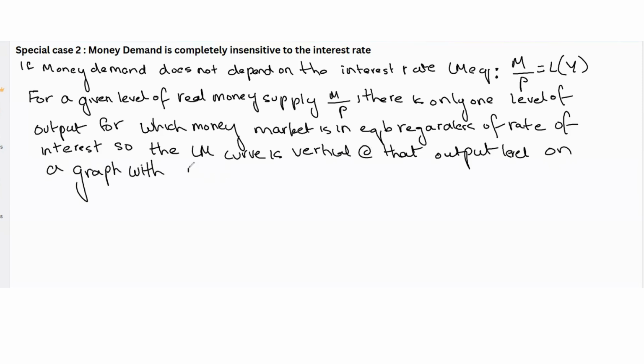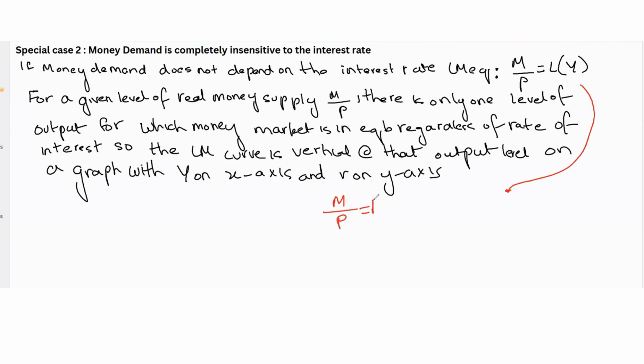It's vertical at that output level on a graph with output on the x-axis and R on the y-axis. Because here, if we assume a linear money demand function, then this becomes M by P equals KY. And from here, if I solve for Y, this becomes M by PK. So this is the level of output for which the money market is in equilibrium regardless of the rate of interest. So the LM curve is just going to be vertical at Y star equal to M by PK.